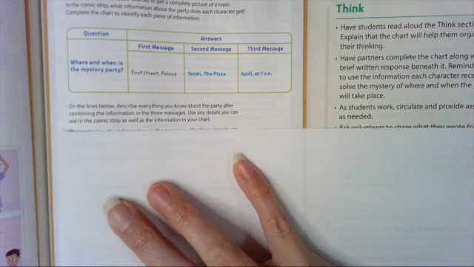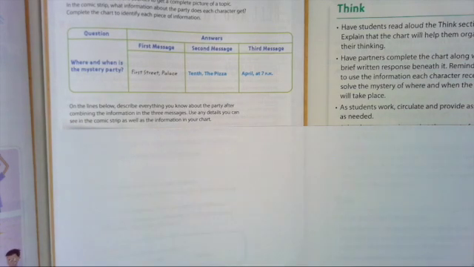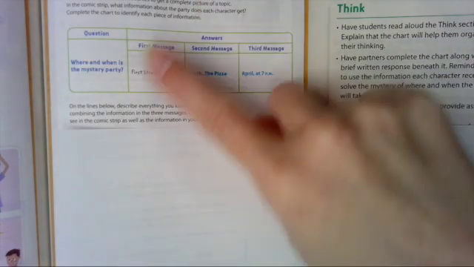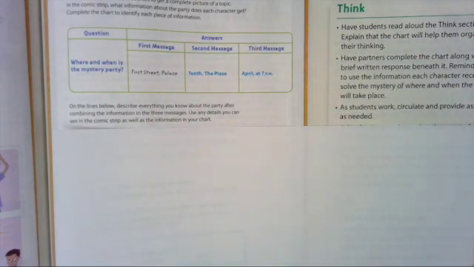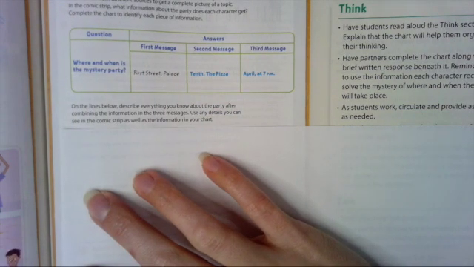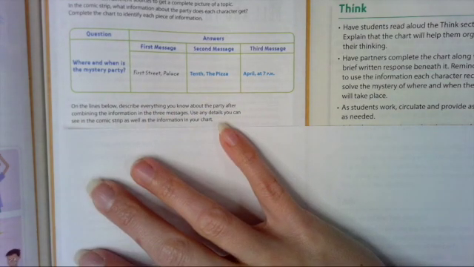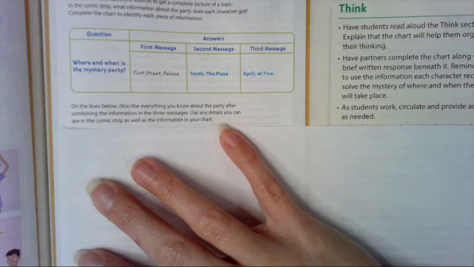Now, we're going to take the information and describe everything we know about the party after putting all of this information from all the messages together. We want to use any details we can see in the comic strip as well as the information in the chart. Now, this is a sample answer. It doesn't have to be exactly like this, but it should be something similar.